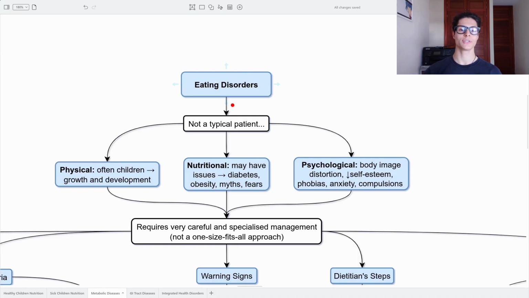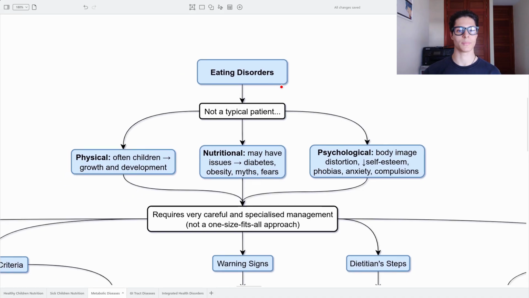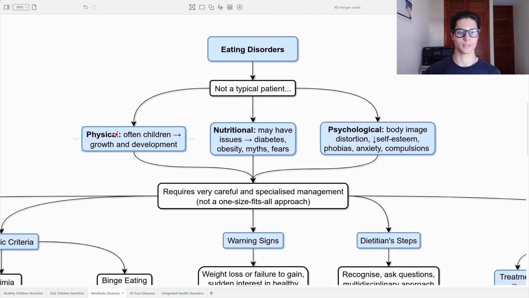And now, as we mentioned eating disorders, let's take a look at them in more detail. This is not a typical patient. It has physical alterations. They are often children in growth and development. Nutritional alterations: they may have issues such as diabetes, obesity, they have myths and fears, and also psychological. There is a body image distortion, lower self-esteem, phobias, anxiety, and compulsions.